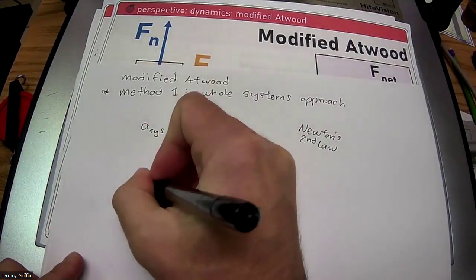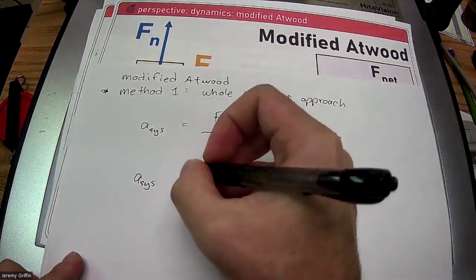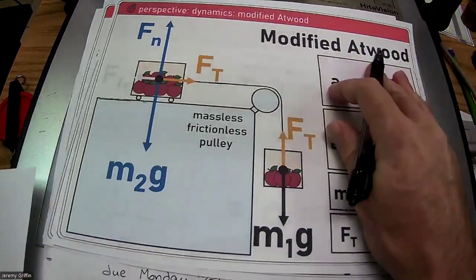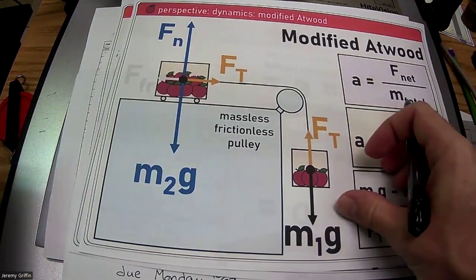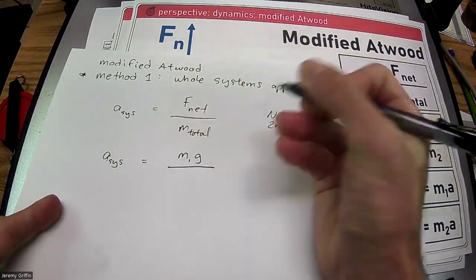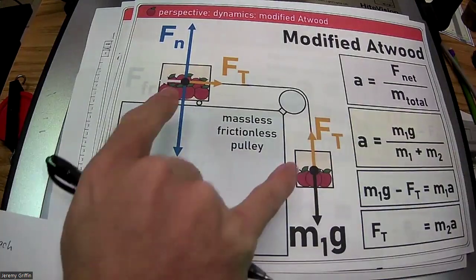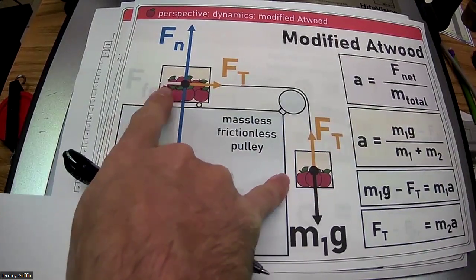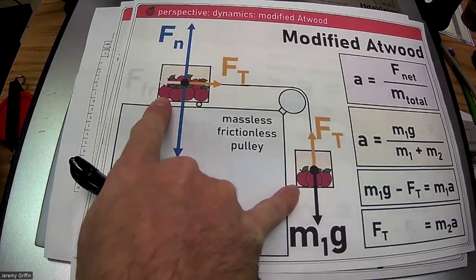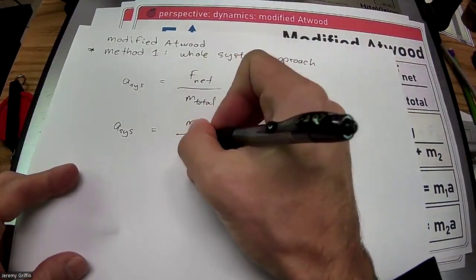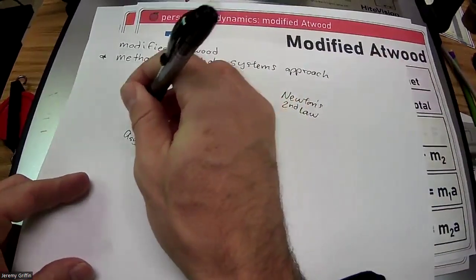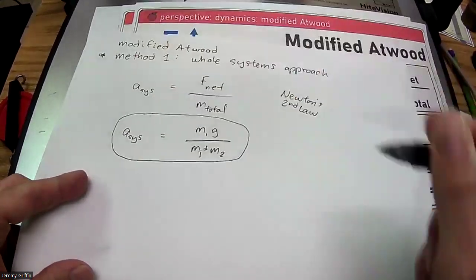So for the whole system, again, one block's moving aside, one's going down, whatever. Guys, what did I say was the net force for this situation? M1G, right? So the hanging weight, M1G, is driving the whole system to move. And guys, how much total mass is being moved around? Is it M1 and M2 together? Should I say M1 plus M2 like that? I think that right there is going to get it.